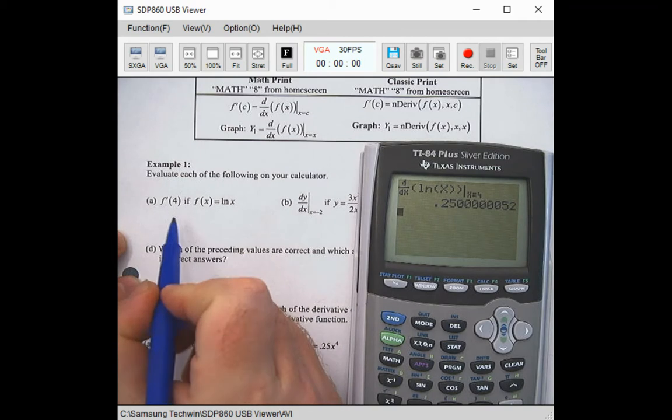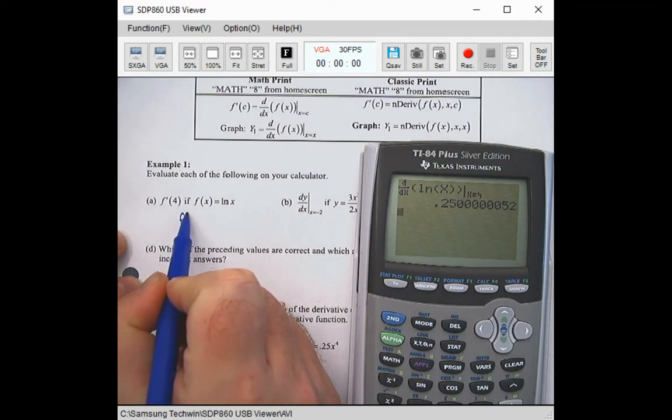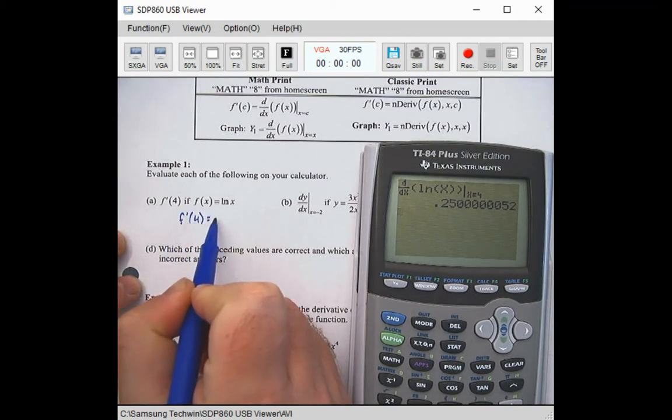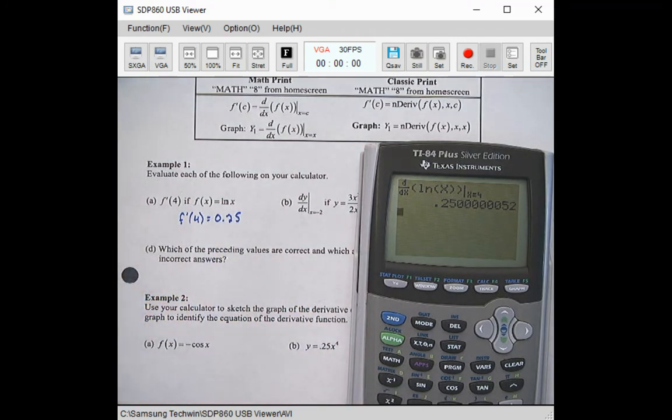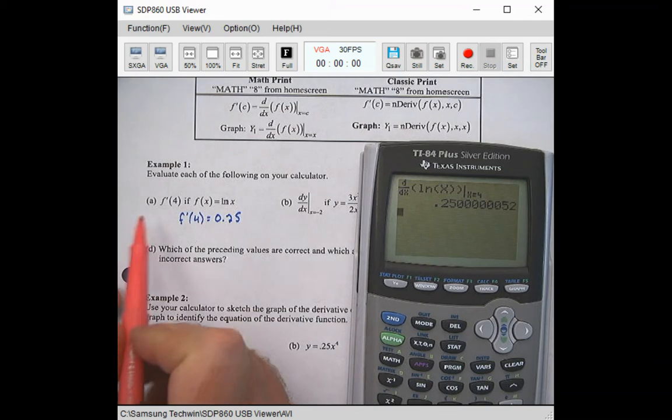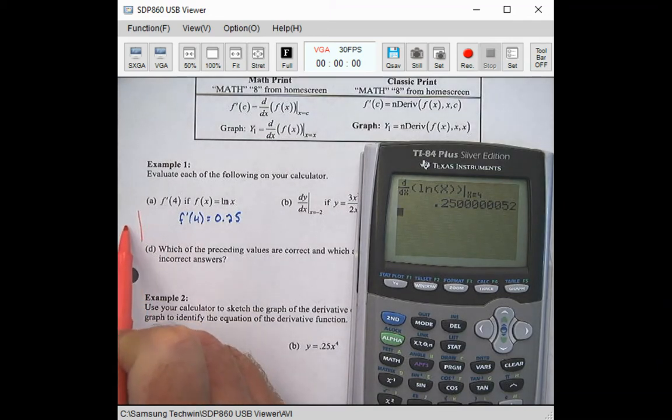So I can now write down here that f prime of 4 is equal to, and I'm going to write it as 0.25. You could write it as 1/4 as a fraction if you want. Now let's see if that makes sense graphically. Let's see if this is a reasonable estimation of the slope at 4. So I'm going to give you 10 seconds. No, I'm going to give you 5 seconds. Sketch the natural log graph.